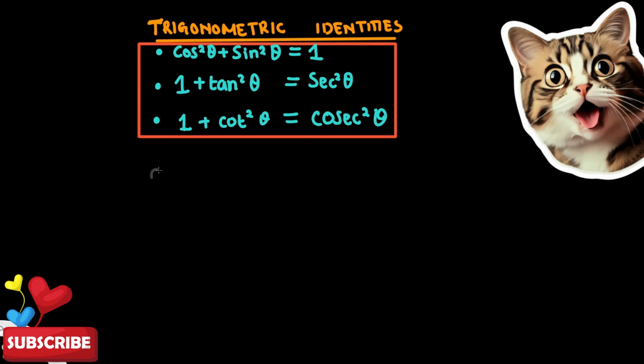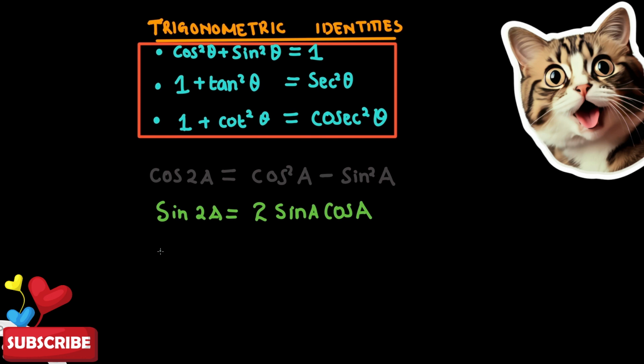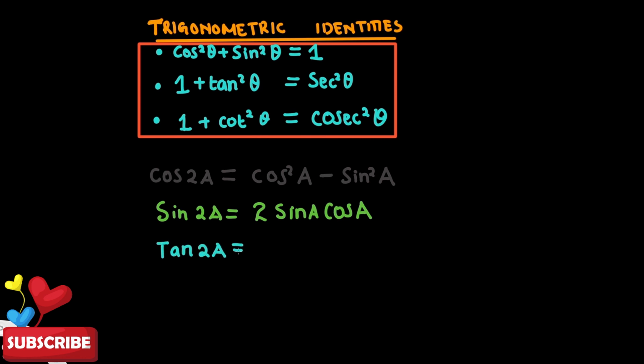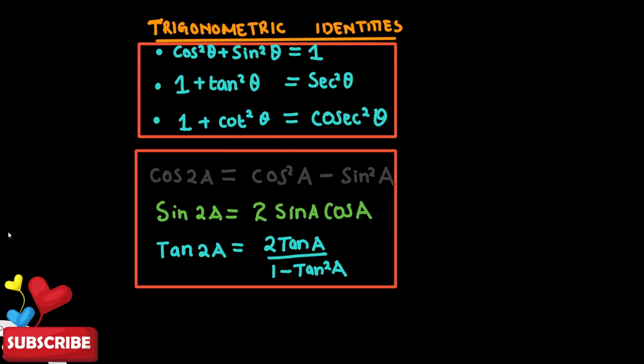The next trigonometric identities are the double angle identities, and we can see that cos 2a equals cos squared a minus sine squared a, meaning anytime you have cos 2a it can be replaced by cos squared a minus sine squared a. Also, sine 2a can be replaced by 2 sine a cos a. Also, tan 2a can be replaced by 2 tan a over 1 minus tan squared a. These are double angle identities.